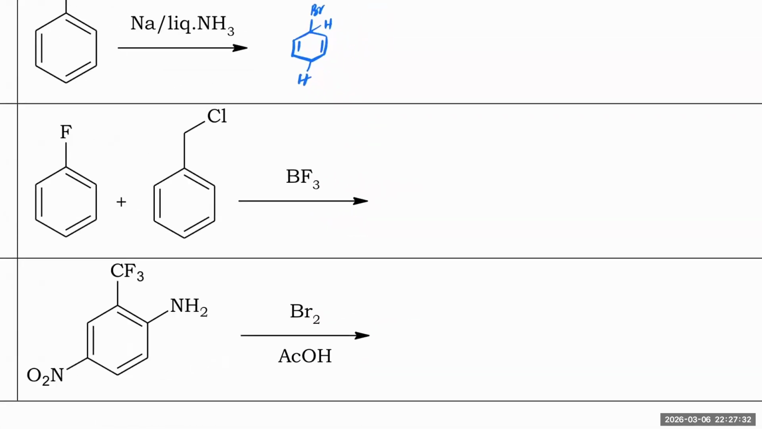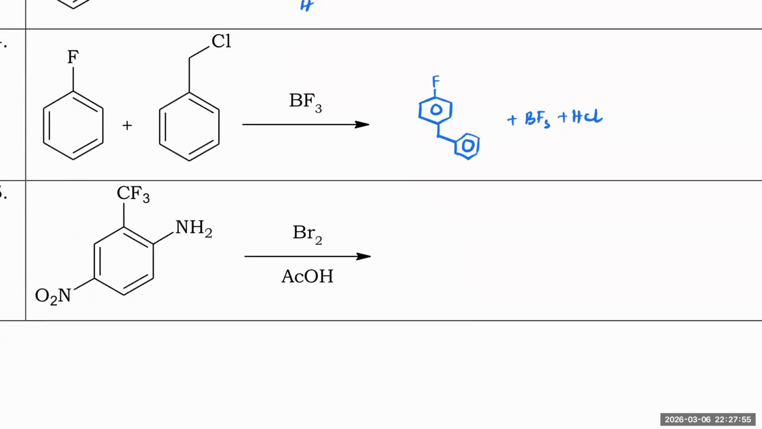Okay. Next one, BF3. When you make a treatment with this one, chlorine will go away and fluorobenzene will make para substitution. So from here, you will get benzene like this. So this is the product you will get, plus BF3 and HCl will come out of it. Clear?